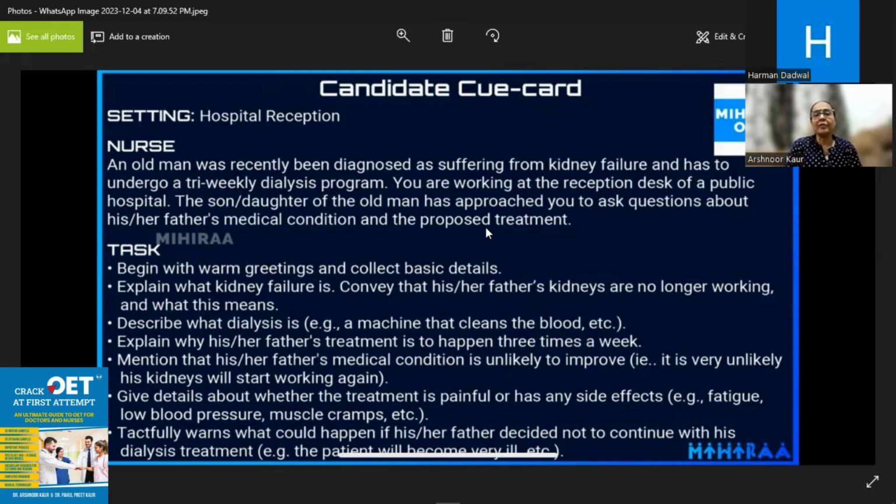I hope this information will be quite helpful for you because I have tried to cover all the aspects, all the points here. Similarly, you have to do all this in the exam. Do not miss any information, because if you miss any important information, it may lead to deduction in your scores.